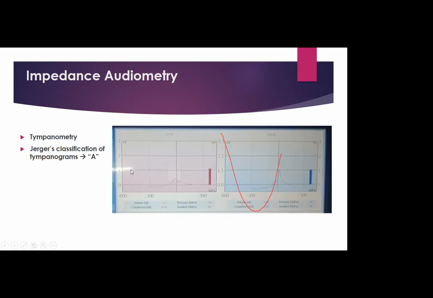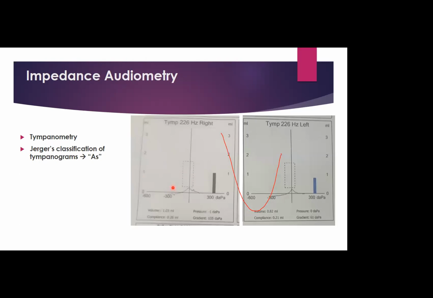and can be classified on the basis of Jerger's classification. For example, in this particular tympanogram picture, we can see that it is a type A tympanogram. Two parameters are usually observed. One is the compliance, that is the height of the tympanogram, the peak at which the maximum compliance is observed. And the second one is the middle ear pressure in decapascals. So here we can see the compliance is 0.46 and the pressure is minus 16. So we term it as a type A tympanogram.